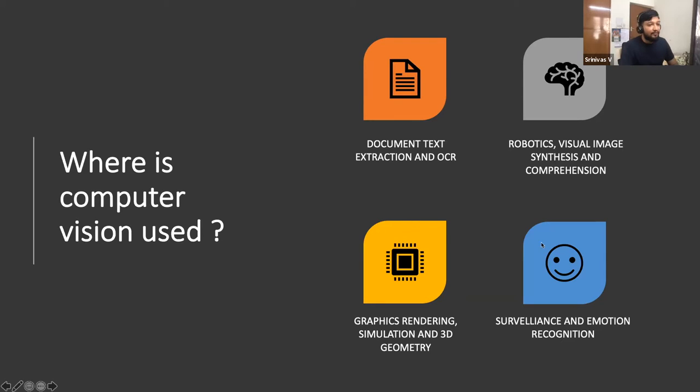And then, of course, we have surveillance, emotion recognition, face detection, and that entire part of security, where computer vision is used extensively. And now we are using it in more and more applications, and we are also mining more and more things. But this is the entire abstraction of where computer vision is used.